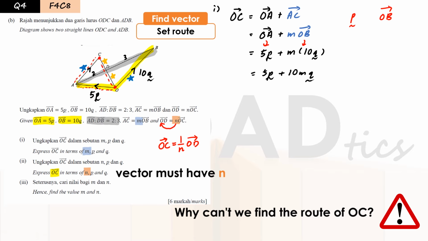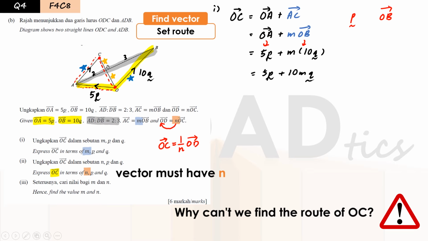O to D and then D to C. Okay, so let's find out the vectors one by one. Alright, so O to D. For O to D, of course, we can find the vector through O to B and then B to D, right? Okay, so let's say there's the vector here for the gray color part here. Okay, we can find it.